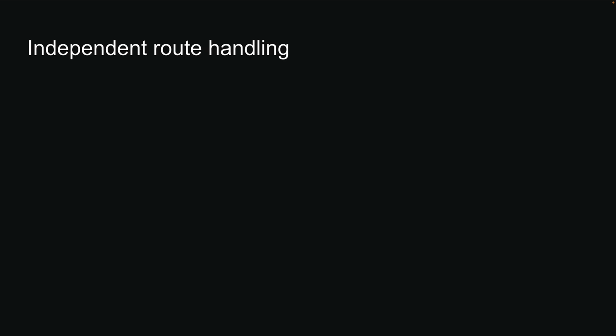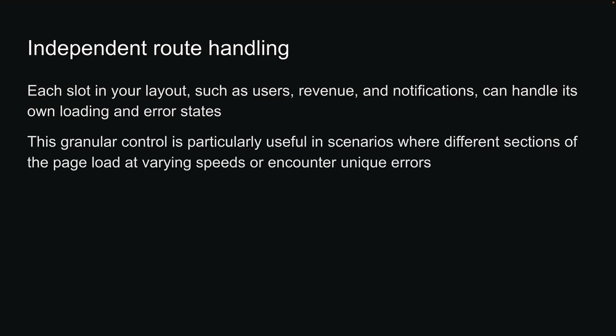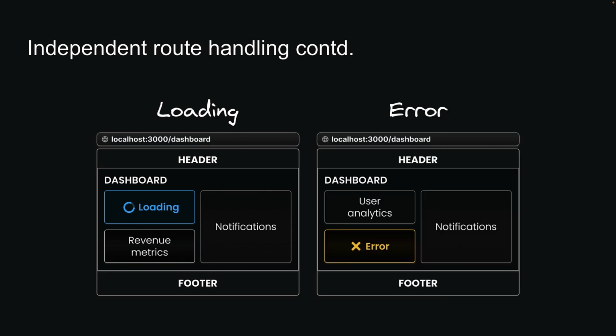Let's break this down. One of the most compelling features of parallel routes is the ability to handle each route independently. This is huge because each slot in your layout, such as users, revenue, and notifications, can handle its own loading and error states. This granular control is particularly useful in scenarios where different sections of the page load at varying speeds or encounter unique errors. Think about it. If your user analytics data is taking its sweet time to load, you can show a loading spinner just for that part while everything else stays interactive. Or if something goes wrong with fetching revenue metrics, you can display an error message in that specific slot without breaking the rest of your dashboard.